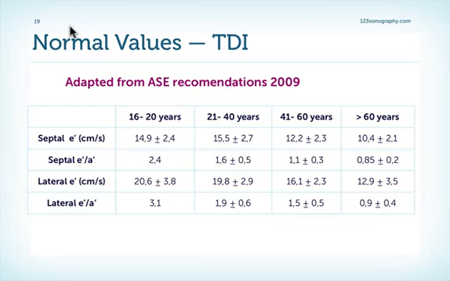These are now the normal values for the tissue Doppler of the mitral valve annulus. You can see the septal E prime decreases with age, just as the lateral E prime wave does. You will also find these values in your fact sheets.